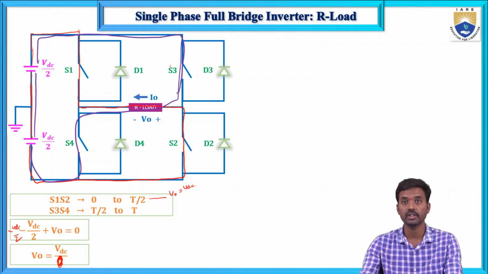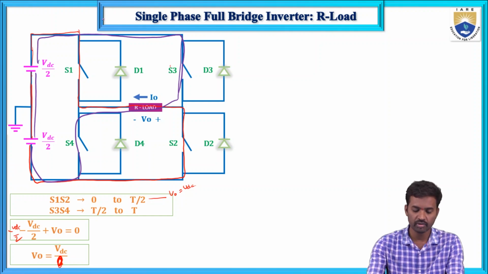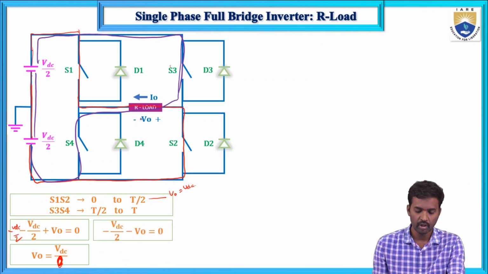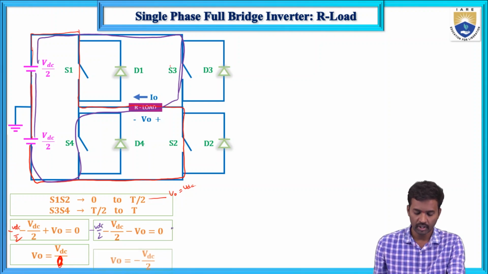So this is the case. Now here in this case, the same way, minus VDC by 2 here, plus V0. If you apply KVL here: minus VDC by 2, minus VDC by 2, minus V0 equals 0. Here also V0 equals VDC only.